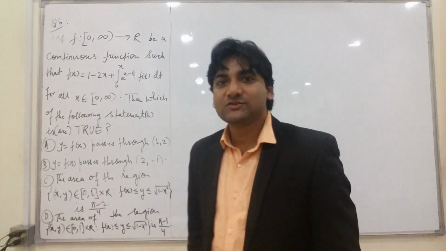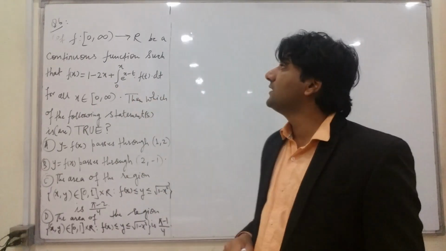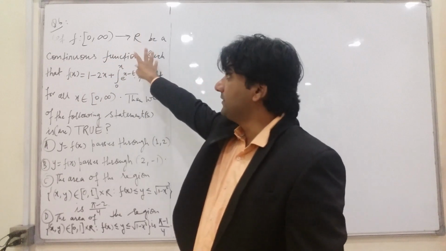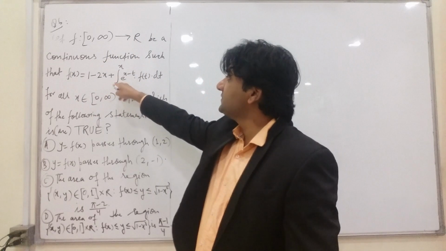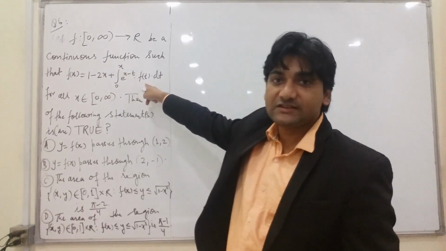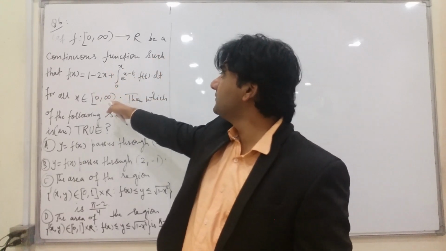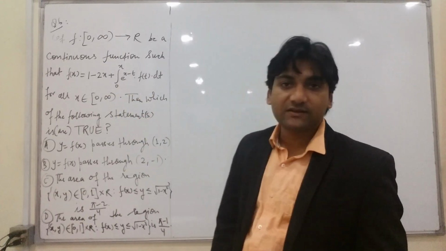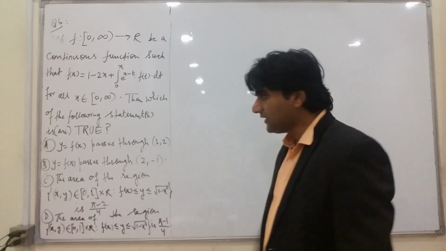So now we are going to solve question number 6, JEE Advanced 2018. In this, the domain of the function is 0 to infinity, the codomain is all real numbers, with a continuous function such that f(x) is given as 1 minus 2x plus the integral from 0 to x of e raised to x minus t times f of t dt, for all x in the domain 0 to infinity. Then which of the following statements is or are true? We have 4 options, A, B, C, D. We have to check everything.